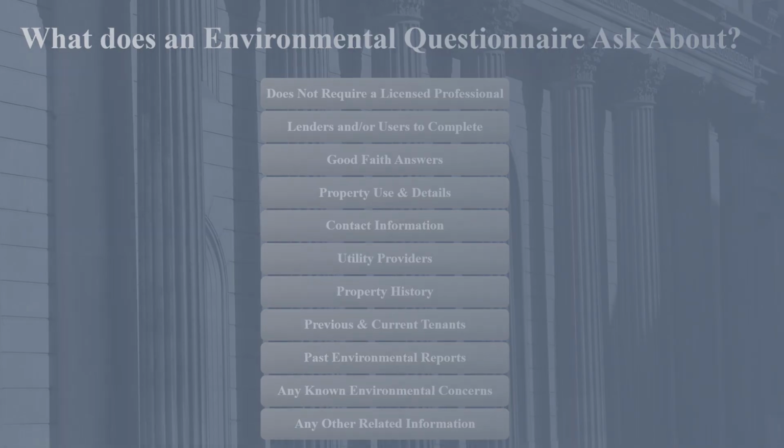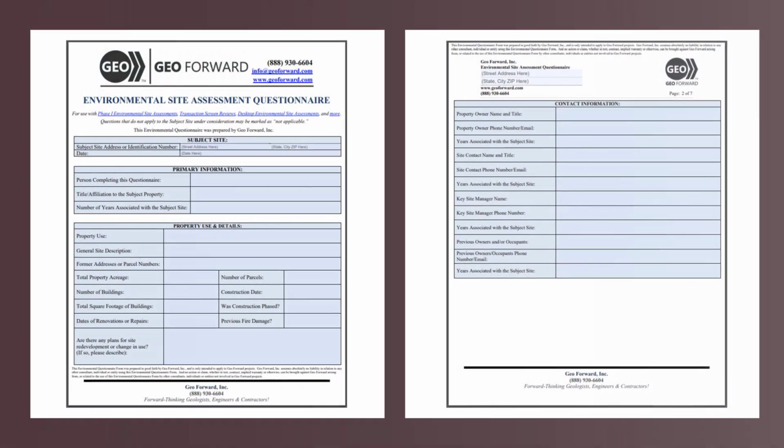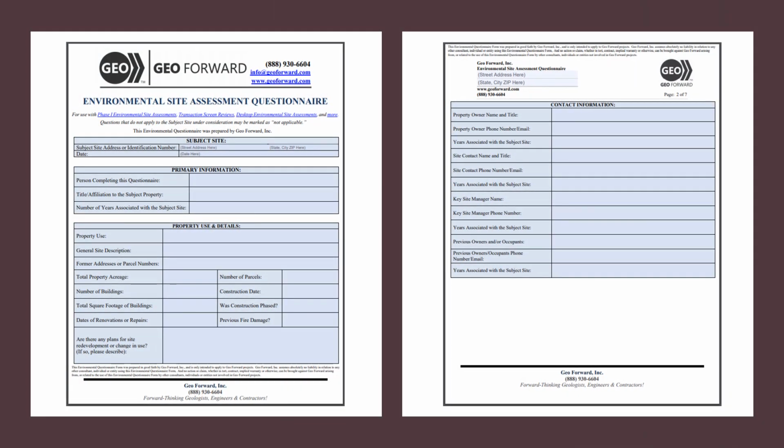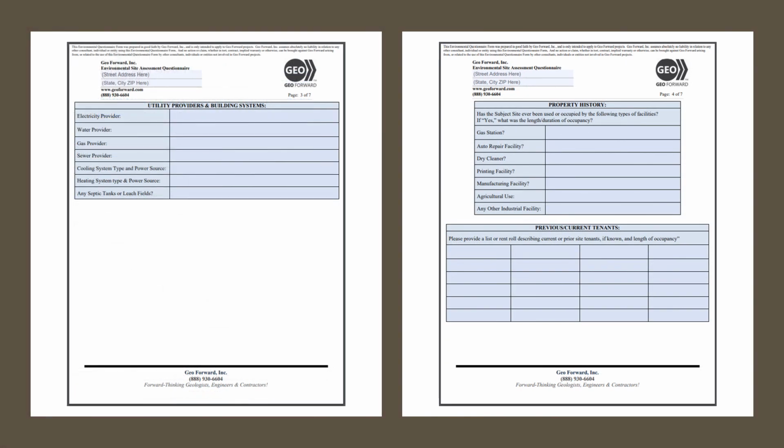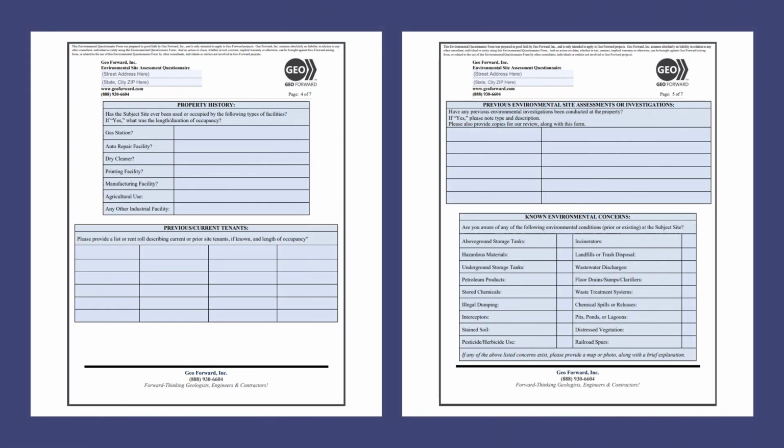At the very least, a typical questionnaire requests information about the historical and current occupants of the property, the history and land use, utility service providers, and whether any prior environmental reports or concerns have ever taken place. If an environmental questionnaire indicates any risk at all, a comprehensive and proper environmental site assessment report would be recommended. This includes transaction screen assessments, environmental desktop reports, and Phase 1 environmental site assessments.